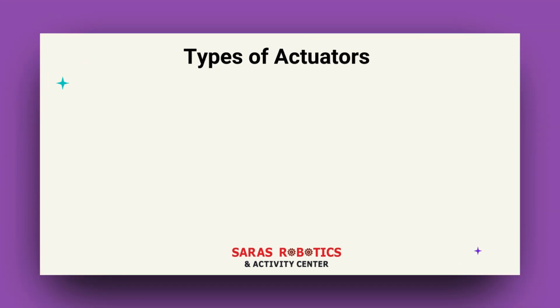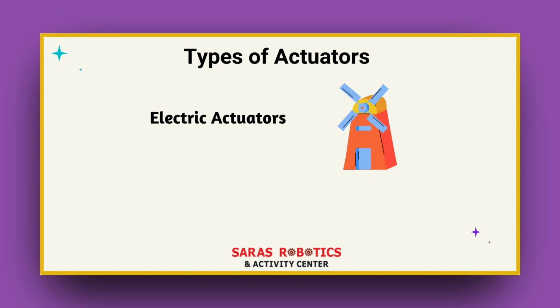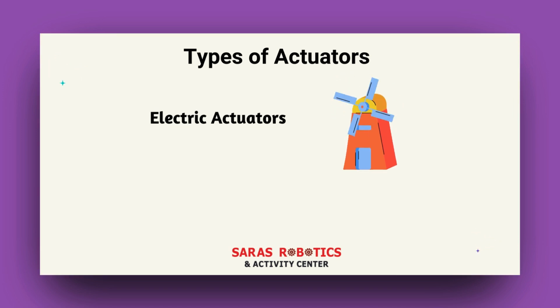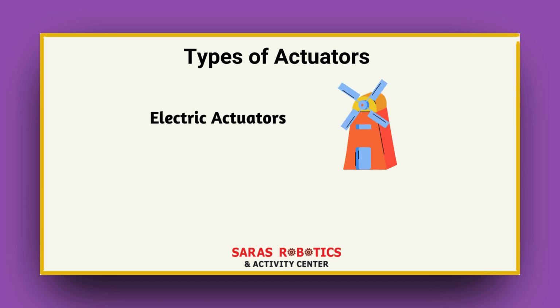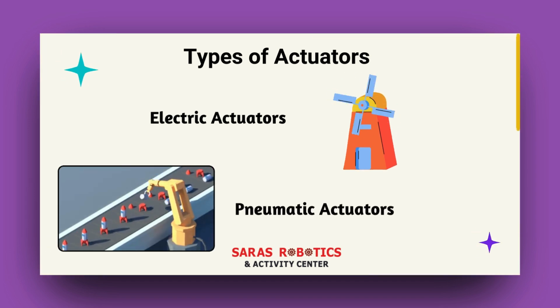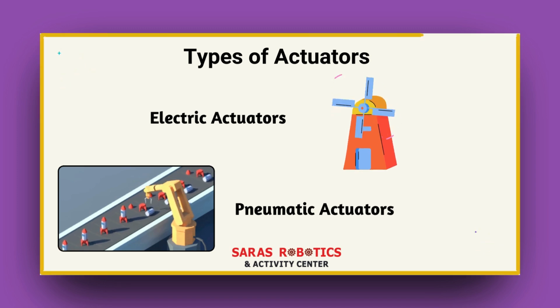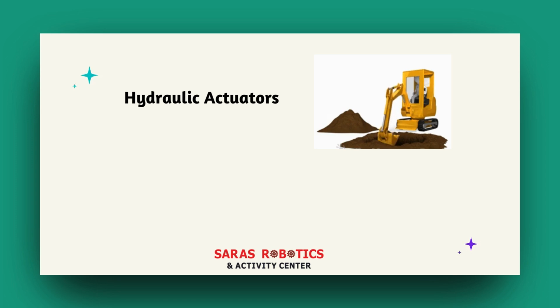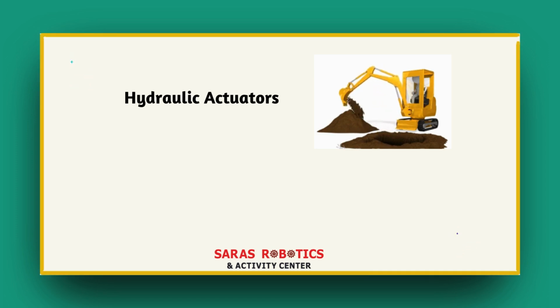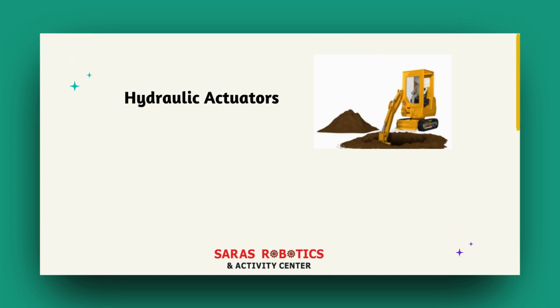Types of actuators. Electric actuators, commonly found in industrial robots due to their precision and excellent control capabilities. Pneumatic actuators, frequently utilized for their simplicity and robust power in specific robotic applications. Hydraulic actuators, preferable for heavy-duty tasks in robotics owing to their high force output and reliability.